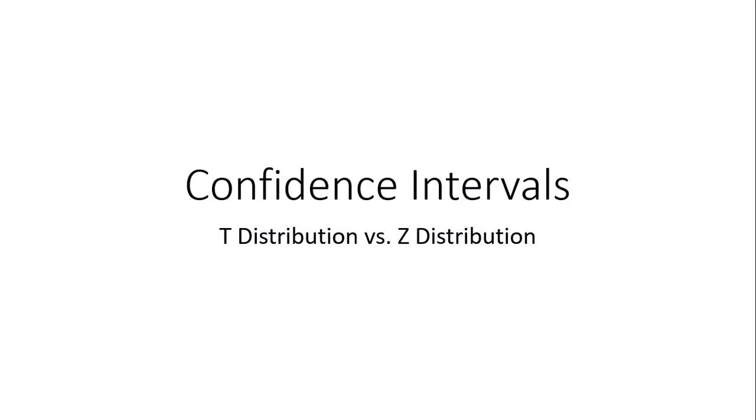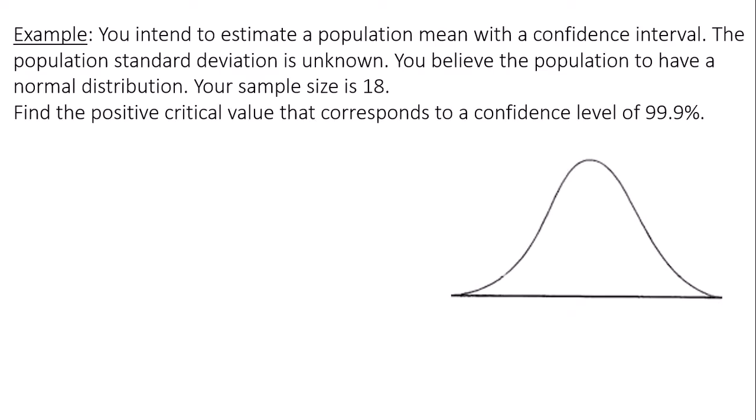Hello. This is a video on using the t distribution versus the z distribution or standard normal distribution when trying to find critical values. You intend to estimate a population mean with a confidence interval. The population standard deviation is unknown. You believe the population to have a normal distribution. Your sample size is 18. Find the positive critical value that corresponds to a confidence level of 99.9%.